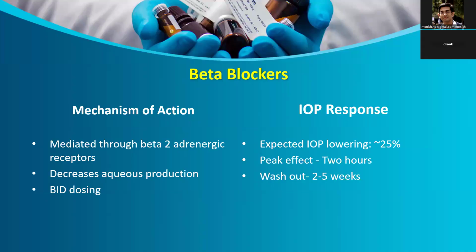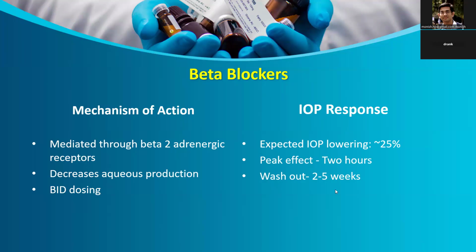Now, very important is to know about their mechanism of action. As we have seen in the previous slide, they decrease the aqueous humor production by blocking the beta 2 adrenergic receptors, which are present in the ciliary epithelium. By acting on those receptors, they decrease the aqueous production, and thus they can be given as BD dosing. They should be given mostly in the morning because they are less effective during night time, because the aqueous humor production decreases during the night. It is higher in the morning and lower in the night. So preferably it should be given in the morning.